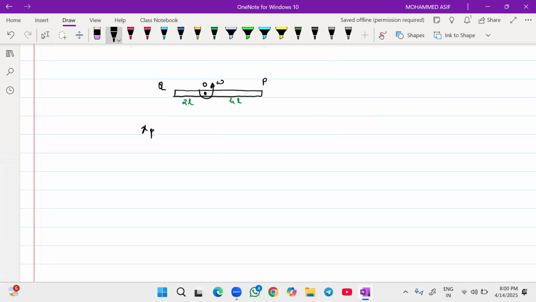XP is how much, beta? 4L. And XQ is how much for me? 2L. So the potential difference will be equal to how much? Potential difference is half B into omega into XP square minus XQ square, higher value minus lower value.